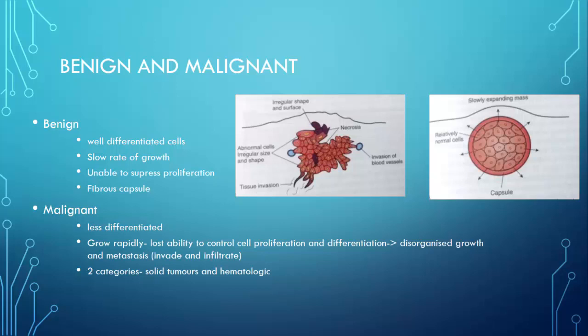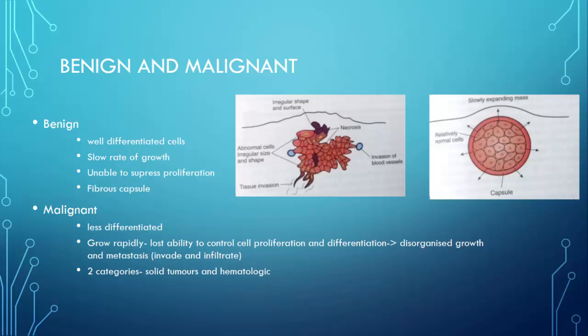So understanding the difference between benign and malignant is important. Benign neoplasms are well differentiated tumours. They've lost the ability to control cell proliferation, but they're typically enclosed by a fibrous capsule, and they don't cause death unless their location disrupts the bodily function. So, for example, if there was a large benign tumour that was pushing on the brain or occluding part of the body.